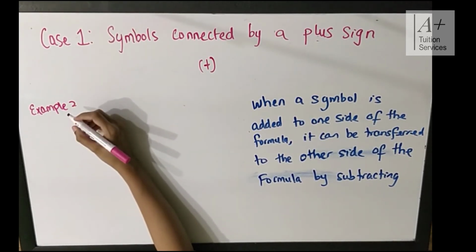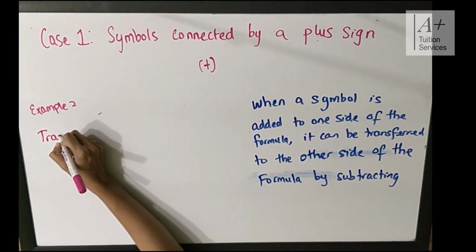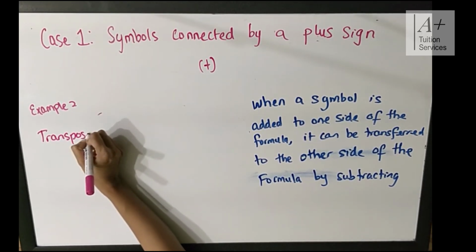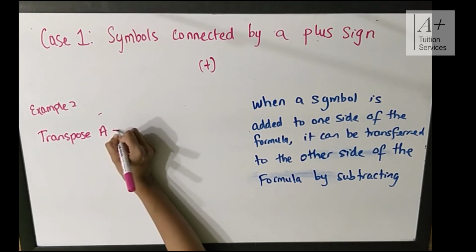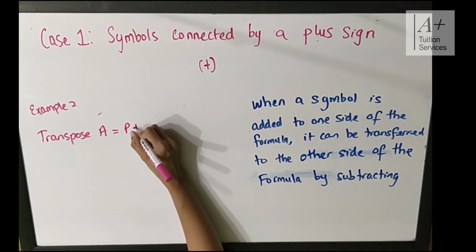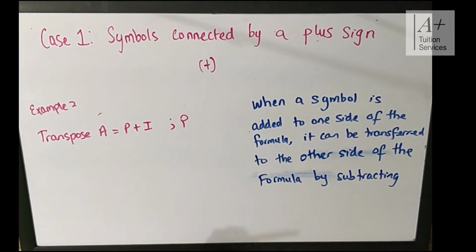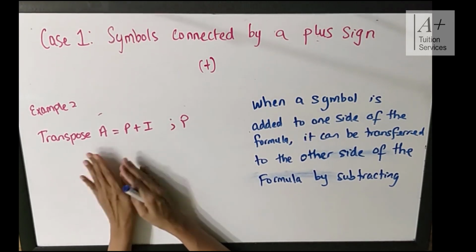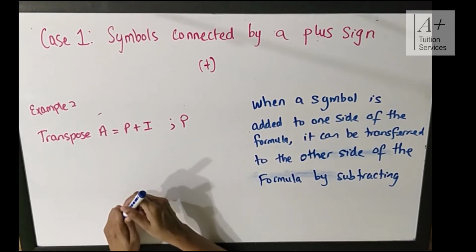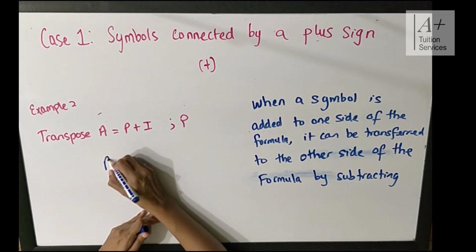We want to transpose A is equal to P plus I, and we want to make P the subject of the formula. This is easy. We want to get everything away from P and put P by itself. So let's leave P by himself and move I, because we don't want anything next to P. In doing so, we'll write back our formula.